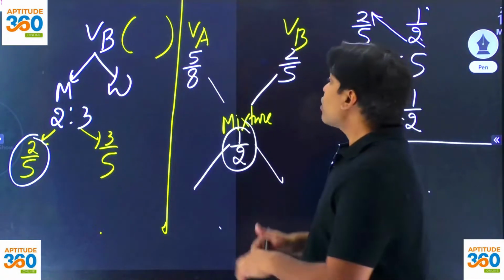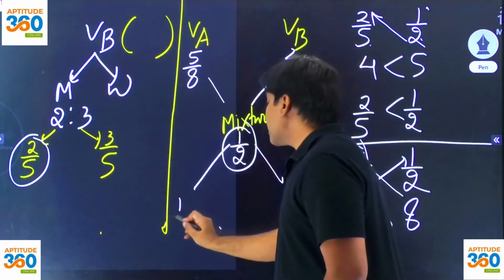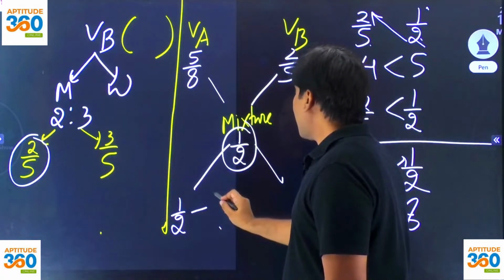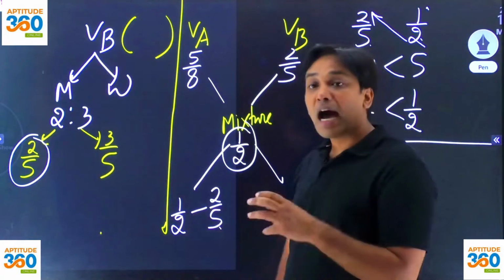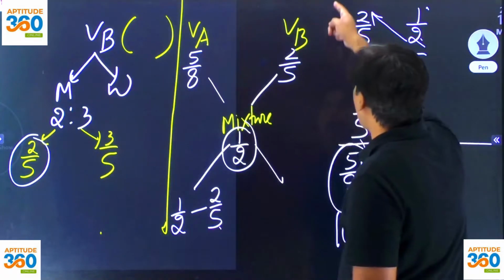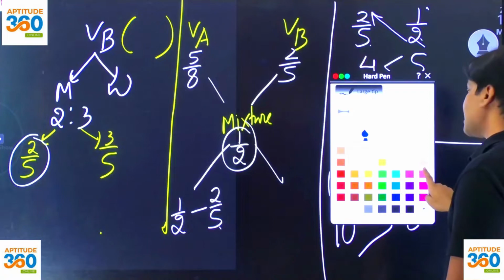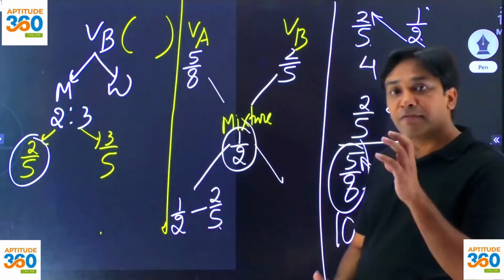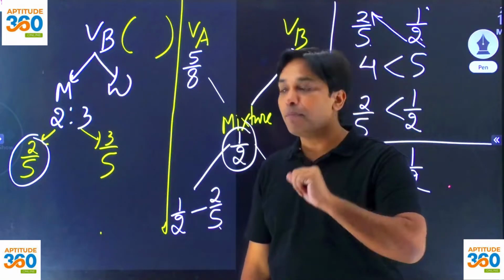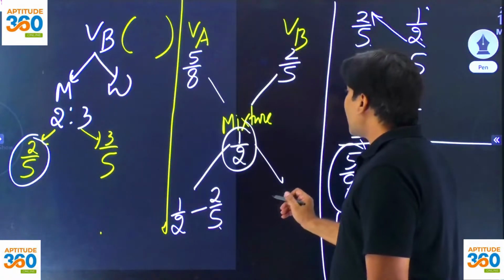Is that okay? So how do I find it out? I will say that now this is going to be half minus 2/5, since half is bigger than 2/5, and what is that you should be writing here? The video may go a bit long, but it is going to be a very valuable lesson for you. So please be very patient with this. So now this is going to be how much?